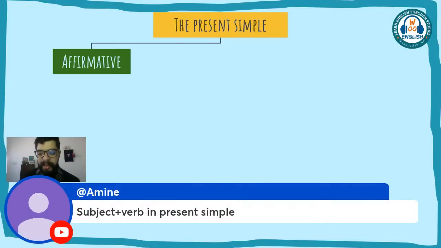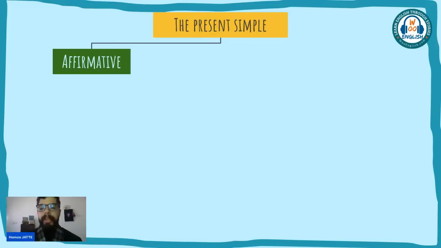Okay, so Amin says subject plus verb in the present simple. Indeed, but there is something very specific about the present simple. What do we change? For instance, if you remember for the past simple, we said that we add ed at the end of the verb. We add ed. What about the present simple? What do we add?